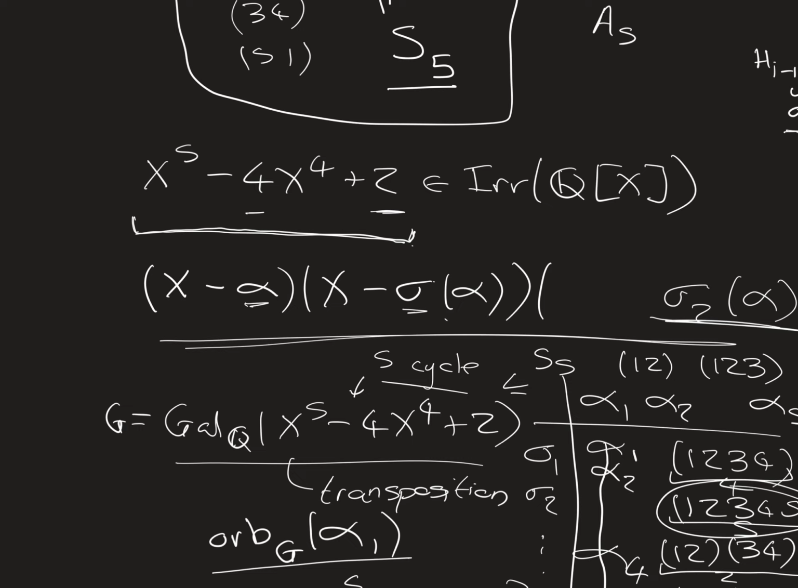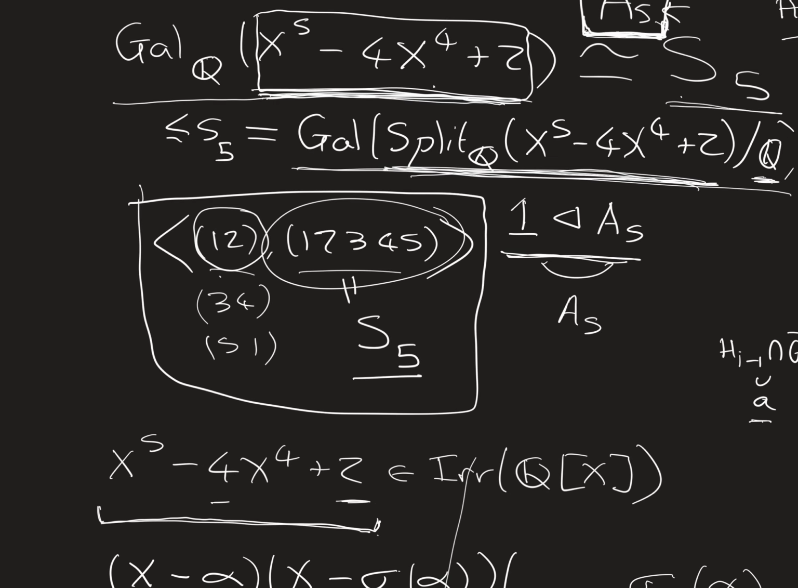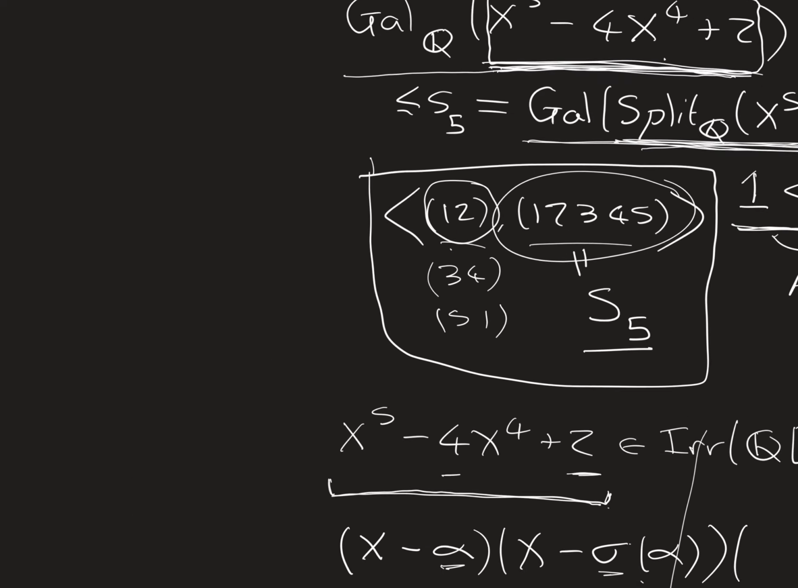So we've got 2 more things to do. Firstly, I just want to try and give you a little bit of justification as to why, once you contain a transposition and a 5 cycle, that forces you to be the entirety of S5. And then I want to tell you how you can just generalize this argument to any degree beyond degree 5. And I'm going to do that in the cheapest way possible.